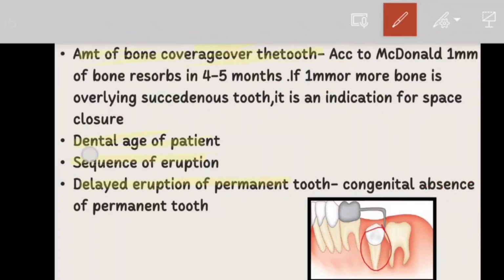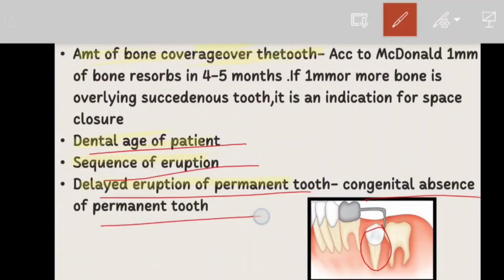Now the next is the dental age of the patient. We always check the child's dental age and which tooth will erupt next. Next one is the sequence of eruption. Then delayed eruption of the permanent teeth, that is, a congenital absence of the permanent teeth.